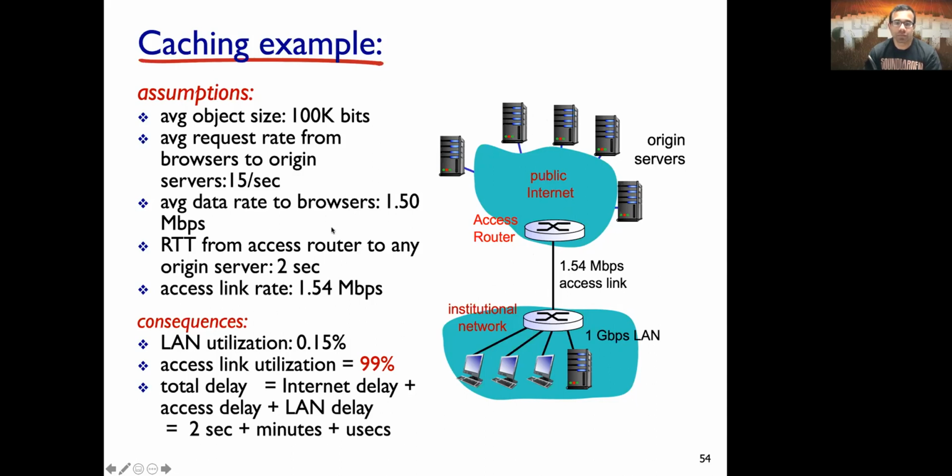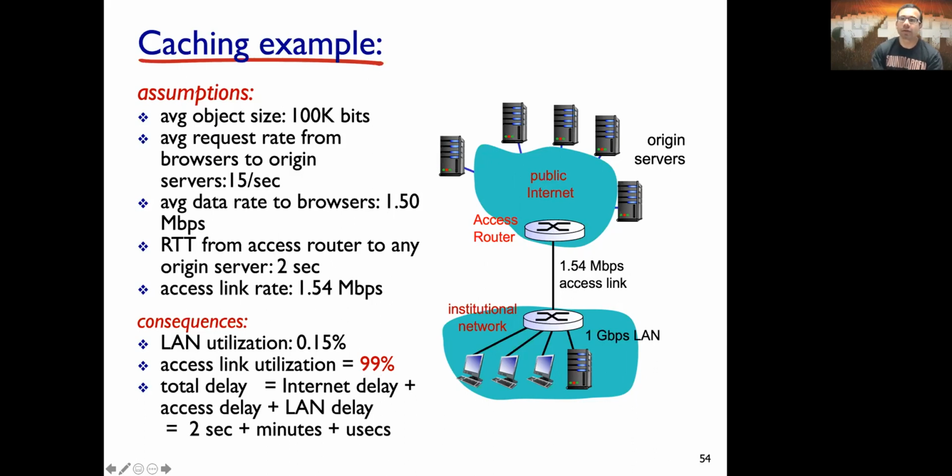So what's happening here? If you look at the total traffic being generated, it's 1.5 megabits. So if you look at the utilization of the local area network, 1.5 megabits divided by 1 gigabit is fairly low. The utilization of this local area network is very low, only 15%. So that's fine. However, if you look at this access link, we said there's a total of 1.5 megabits coming in every second, and the capacity of this link is almost the same, 1.54. So the utilization of this access link is almost 100%.